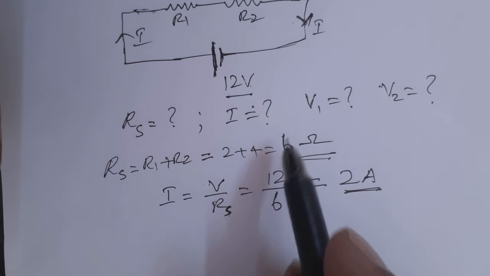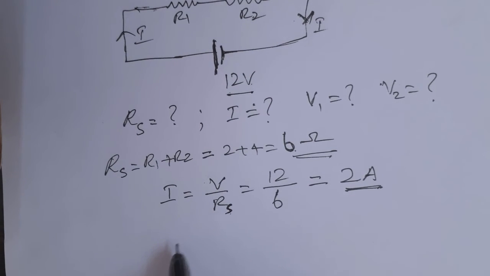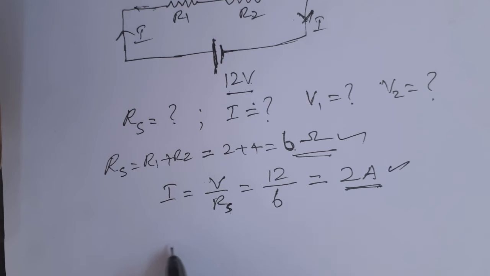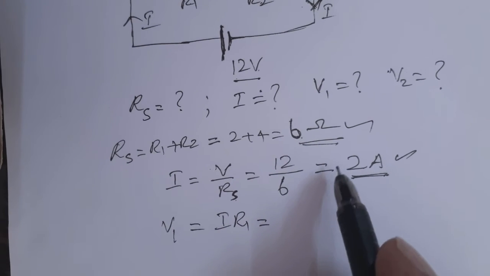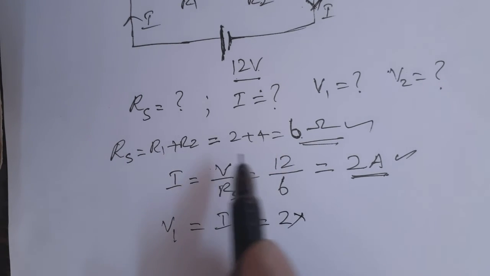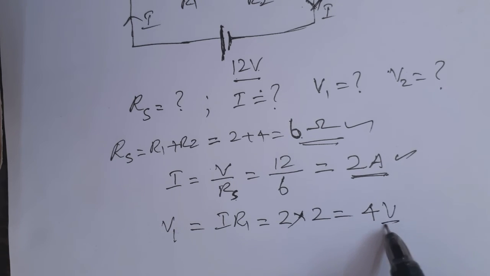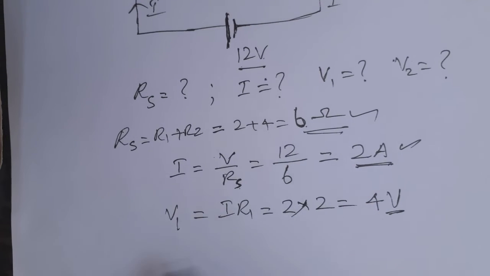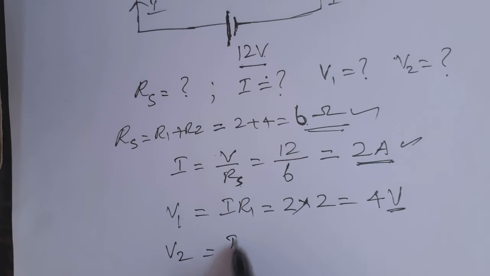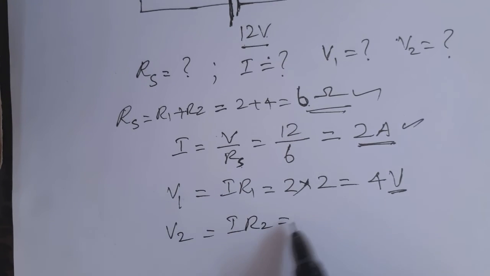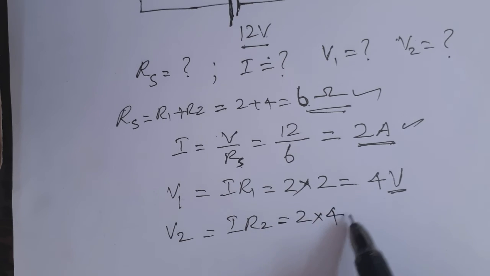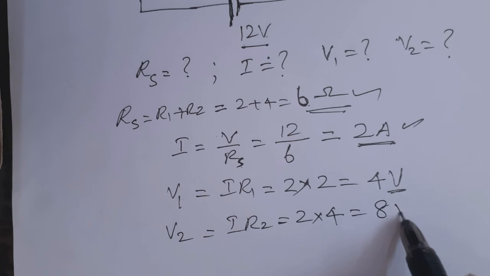Now what is the voltage? V1, V2 we have to calculate. What is the voltage across resistor 1? So V equal to I into R1. What is I? I is 2 amperes. What is R1? R1 is 2 ohm. So 2 into 2 it is 4 volts. V1 is 4 volts. And again V2 is I into R2. What is I? I again takes the value 2, and what is R2? The value of resistance 2 is 4. So 2 into 4 is 8 volts.